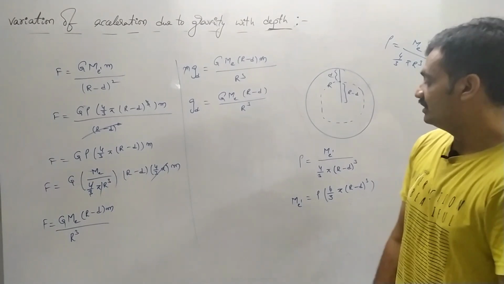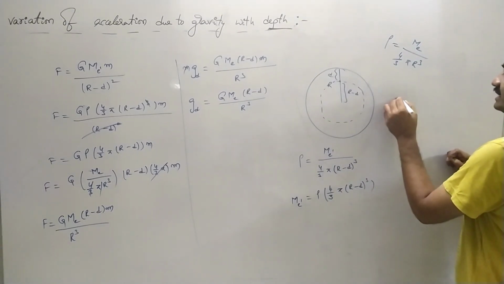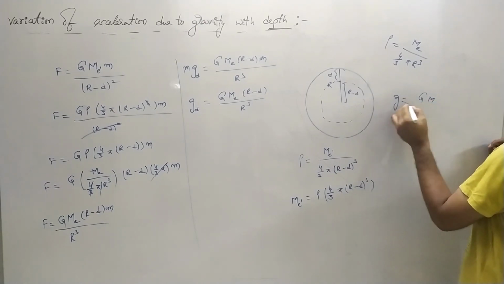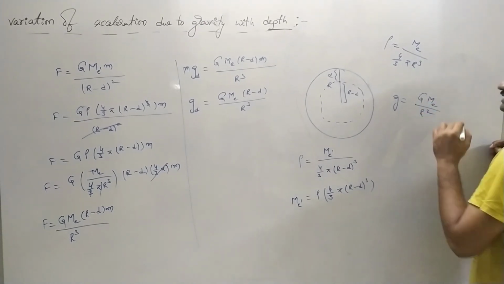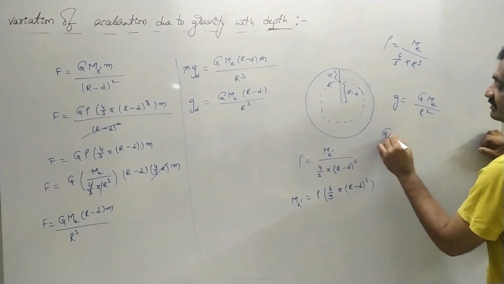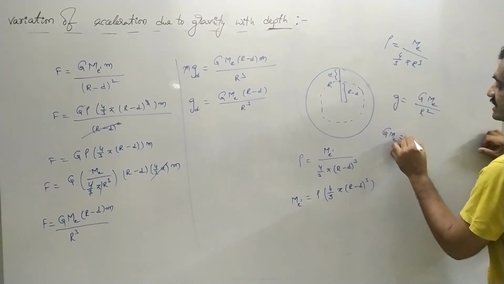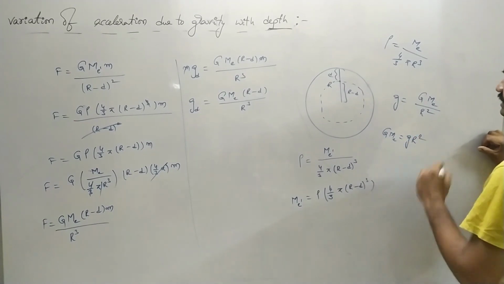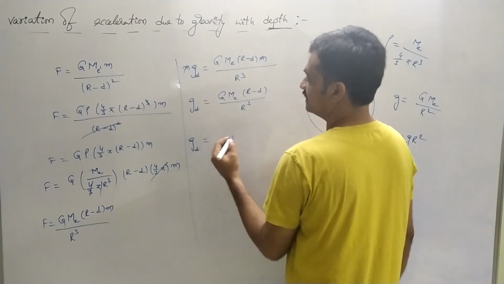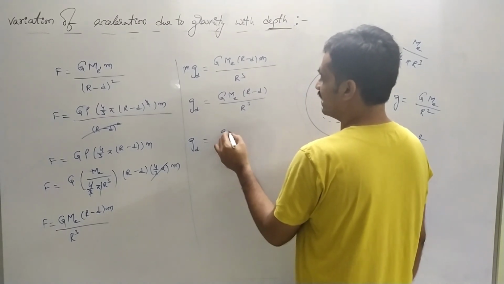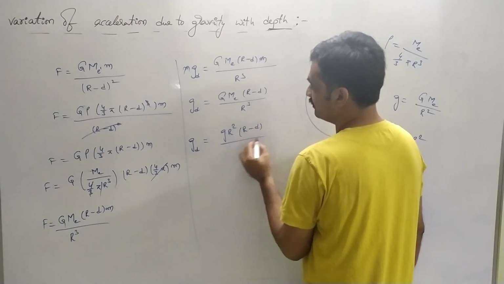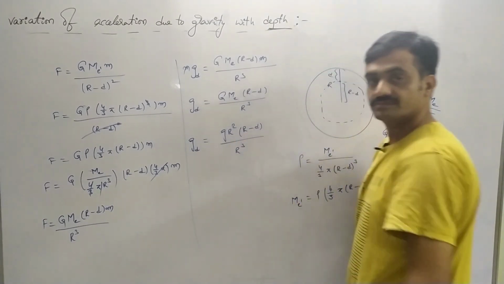D by r cube. We know that the relation between small g and capital G is given as g equals G m suffix e by r square. So in the place of G m suffix e we can represent g r square. As we substitute this value in this expression, gravity at depth d is equal to g r square into (r minus d) by r cube.